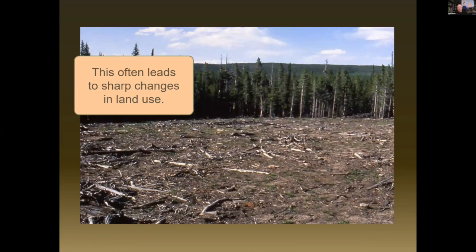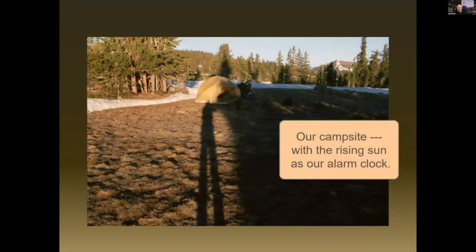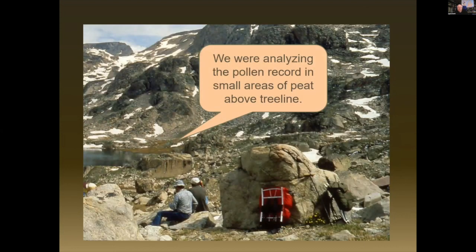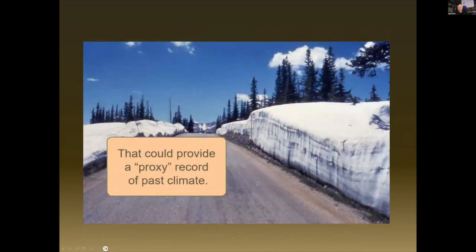Depending on that, in the background, you can see public national forest land. We had a campsite up near Timberline, carefully designed so the rising sun would serve as our alarm clock. And we were analyzing the pollen record in a small area of peat over here above Timberline. We had to hike up to it with the sampling equipment in the backpack. This was to provide a proxy record for the past climate. And you're wondering, what does this possibly have to do with the history discussion about these land laws?